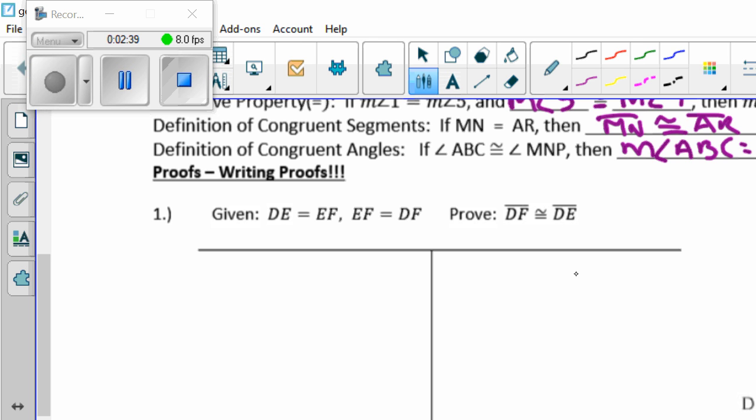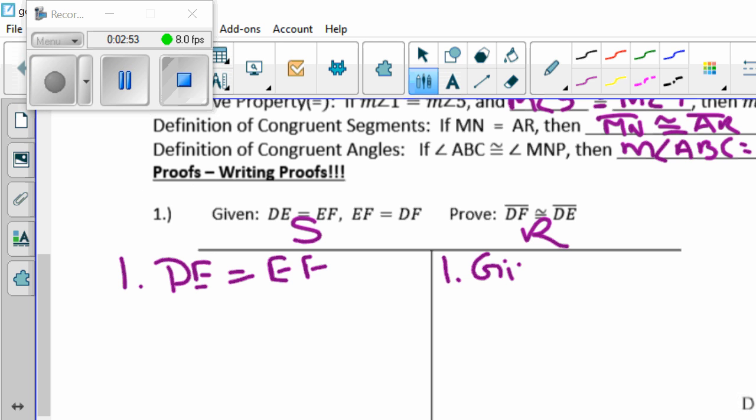Right? Remember, these are my statements. These are my reasons. I always start out with my very first statement, what they give to me. So they gave me DE was equal to EF. This is given. And they also told me that EF is equal to DF. This is also given.